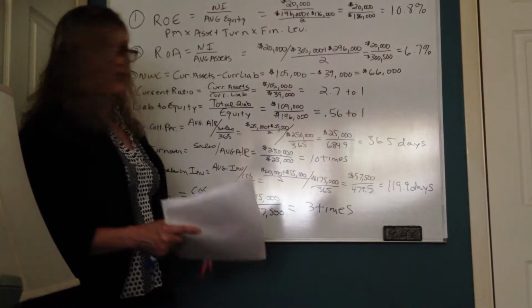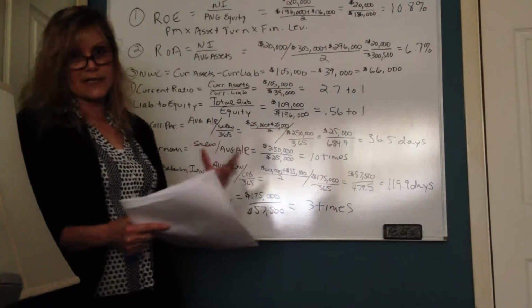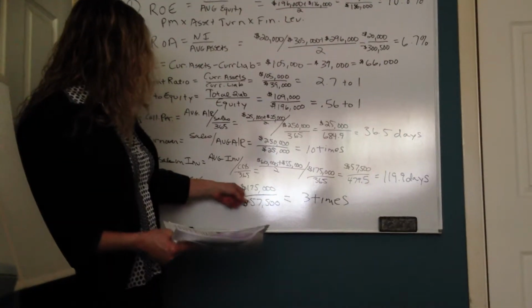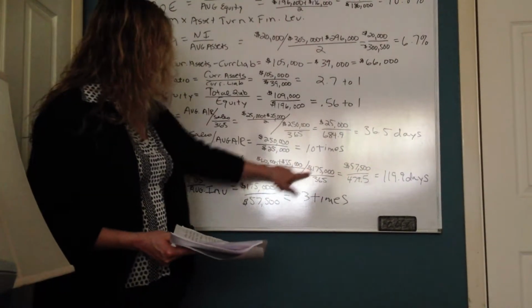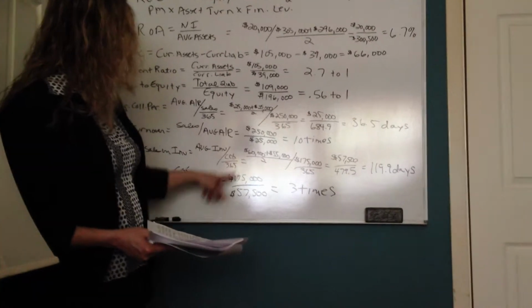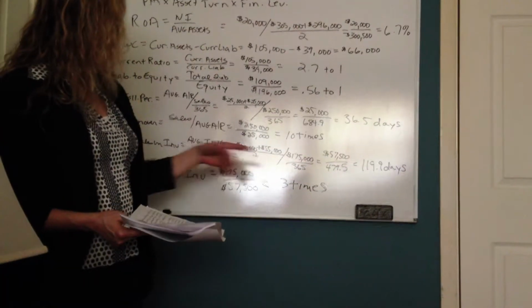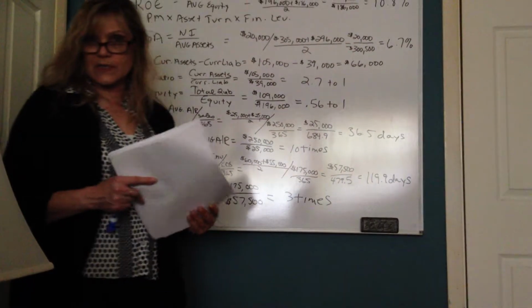Last thing is inventory turnover: how many times during the year are we basically selling our inventory? That's going to be our cost of sales, which we've already figured out, $175,000, divided by our average inventory, which we figured out here, $57,500. So basically, 3 times during the year we sell inventory.